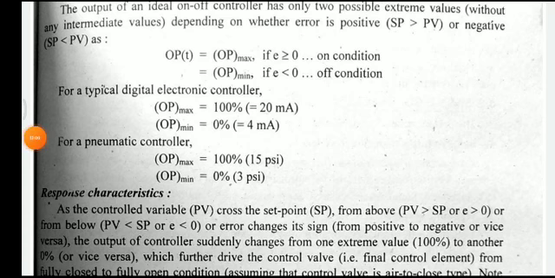Okay, so there are two types of controller actions. First is the electronic controller, second is the pneumatic controller. In both of them the difference is in the 100 percent and 0 percent values of the signal and psi.